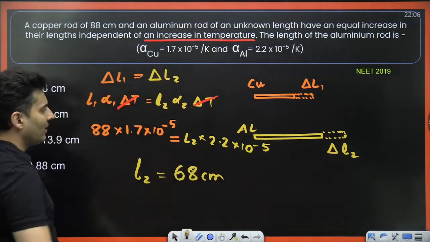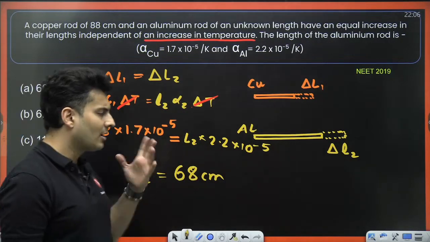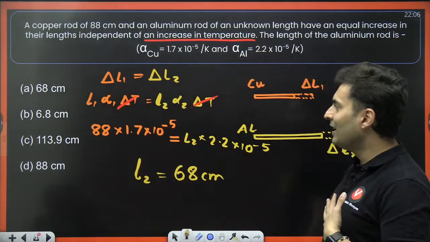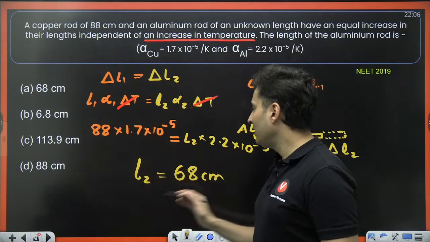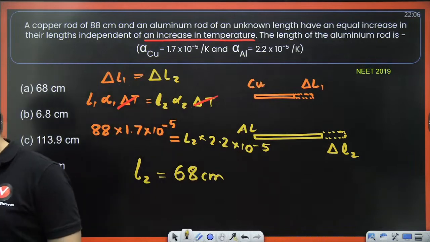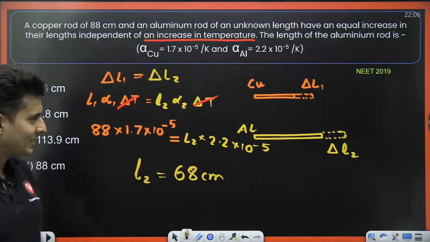Solve this. 10 to the power minus 5 and 10 to the power minus 5 also cancel, and you will see that the answer comes out close to 68 centimeters. Is that clear? In fact, it is very simple. 22 goes with 88 four times. 17 fours are 68. That's it. Cool. Shall we go ahead to the next one? Yes, A was the answer.